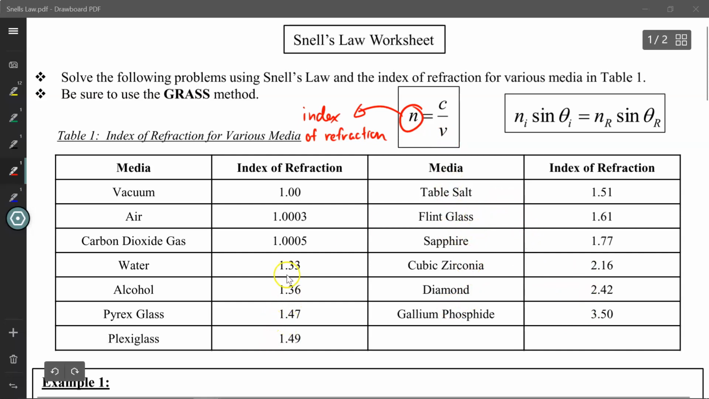Meanwhile, the closer the number is to 1, the closer the speed of light is to its maximum top speed of 3.00 times 10 to the power 8 meters per second. All right, so small index of refraction, light moves fast through it. Large index of refraction, light moves slowly through it. And each substance has its own index of refraction.